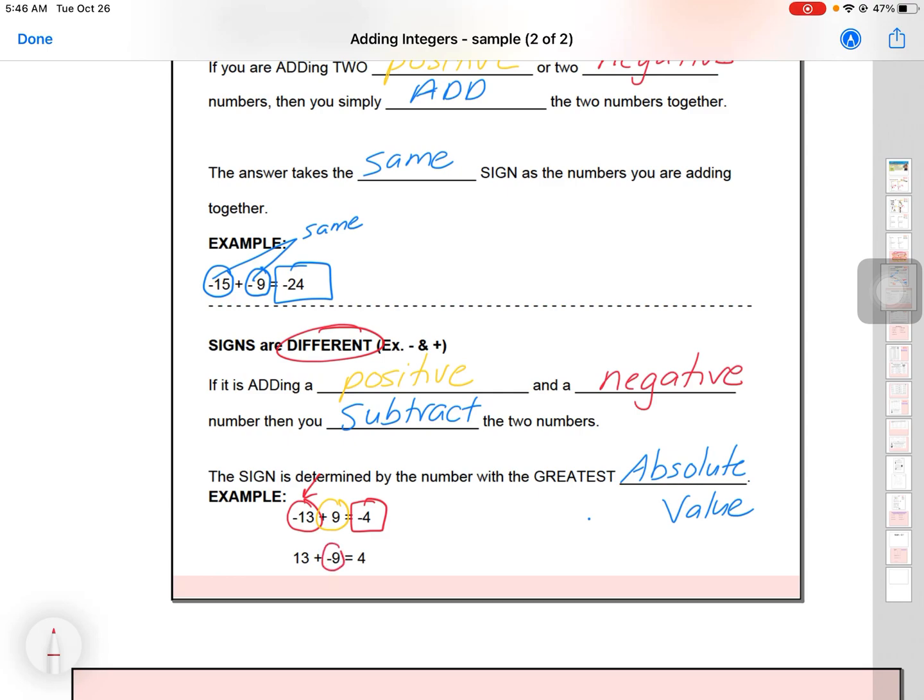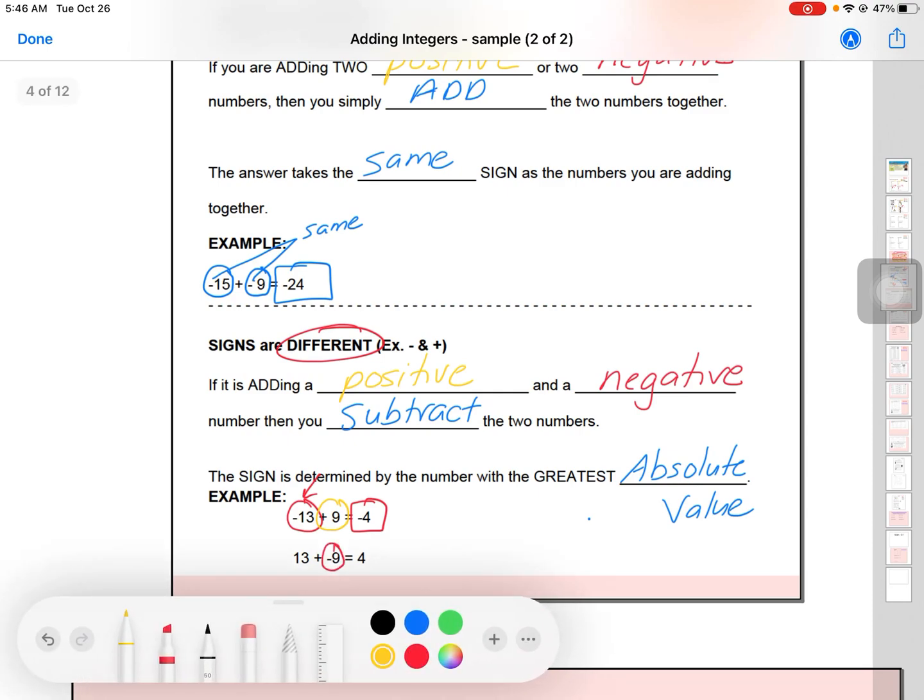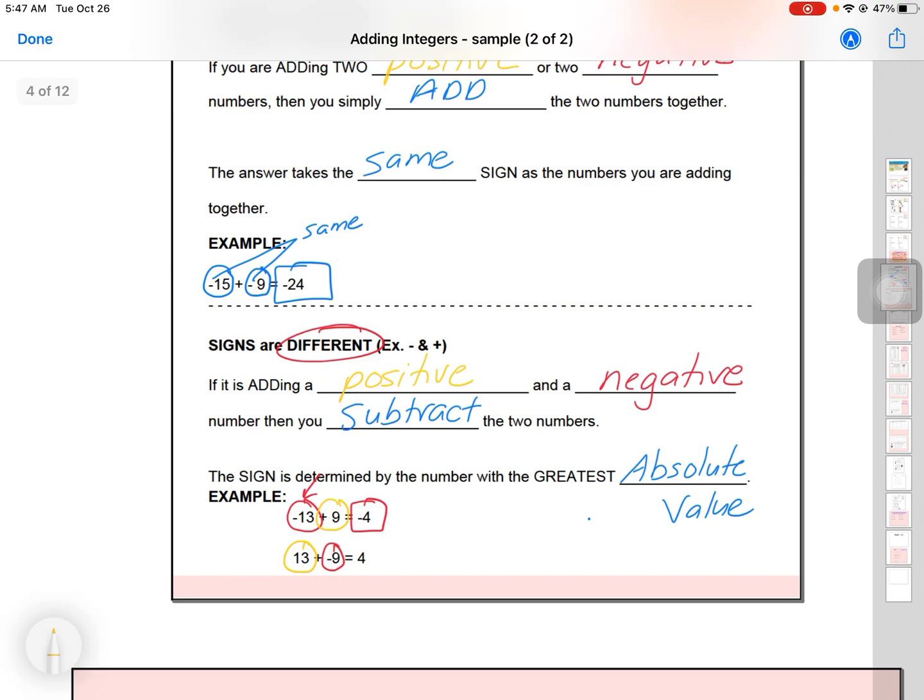Whereas in the other one, it's kind of the same thing, only the signs are reversed. This time I'm still going to subtract because they're still going to cancel each other out. I'll still have 9 to cancel out the 13. But this time I have more of the positives, so my answer would be a +4.